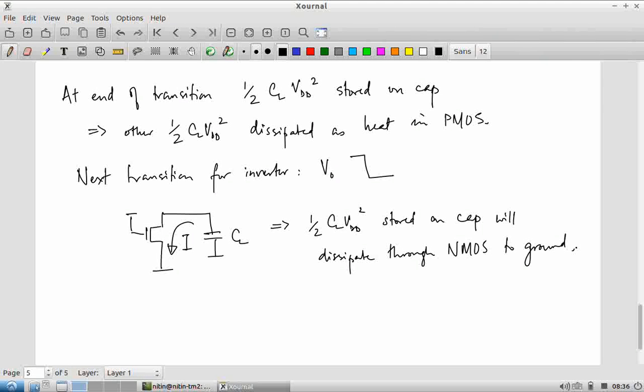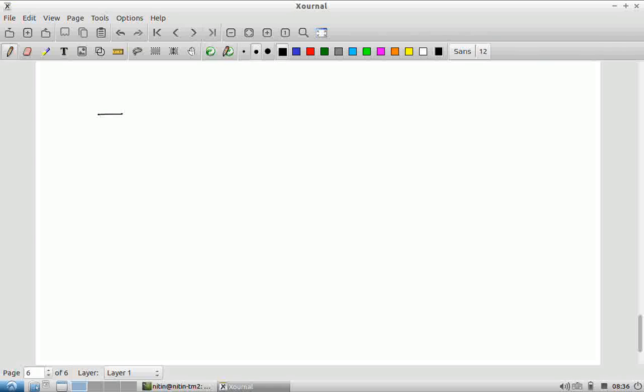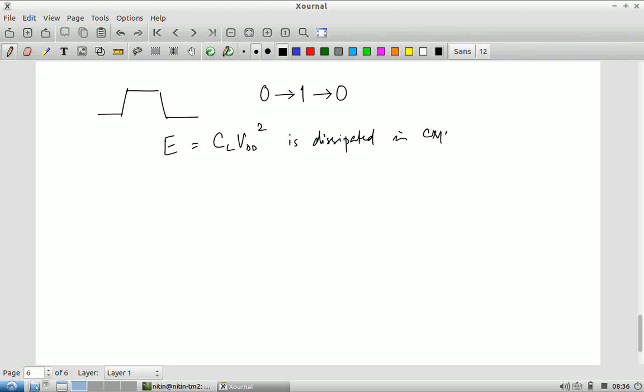So the CL VDD charge which was stored on the capacitor will go through the NMOS to ground and is essentially dissipated as heat. Okay? What it means is during one complete transition, 0 to 1 to 0, right? Energy equal to CL times VDD squared is dissipated in the CMOS inverter.